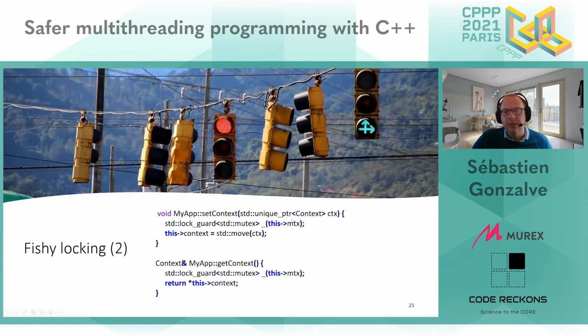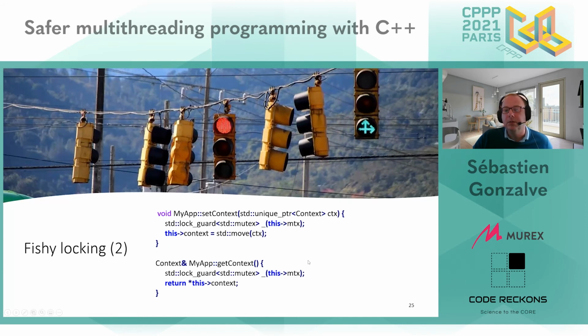So here it is about setting a context from a unique pointer. Okay, we take the lock. Okay, just move the context, right? But later there's a function called get context, which takes the lock. So far so good, but it dereferences the pointer and returns the context.